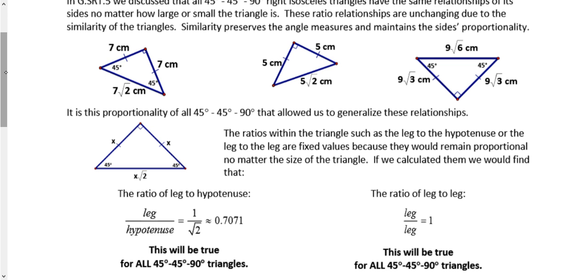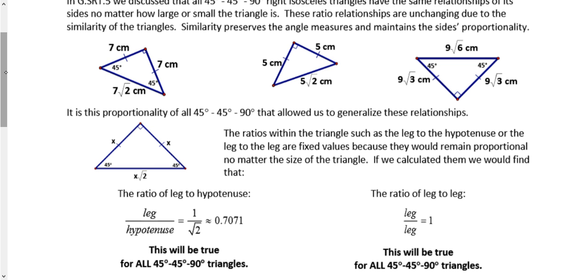What is the ratio of the two legs? 1 to 1. But they're 5 and 5. They're still 1 to 1, right? You get that? Okay. How about over here? 1 to 1. Doesn't matter how big or small that 45, 45, 90 triangle is. The legs are always in the same ratio.